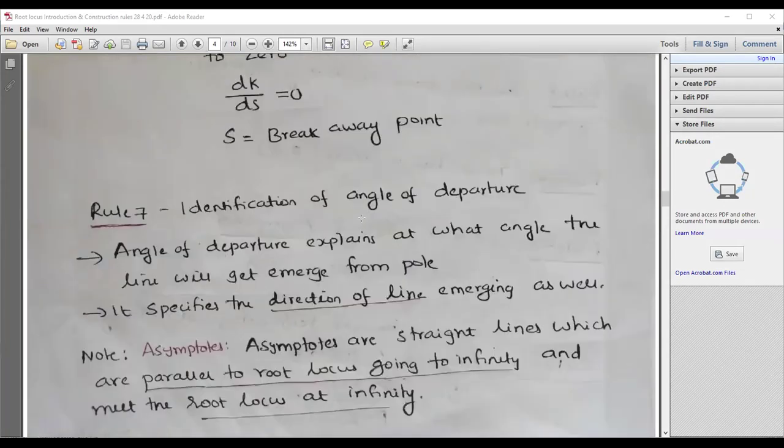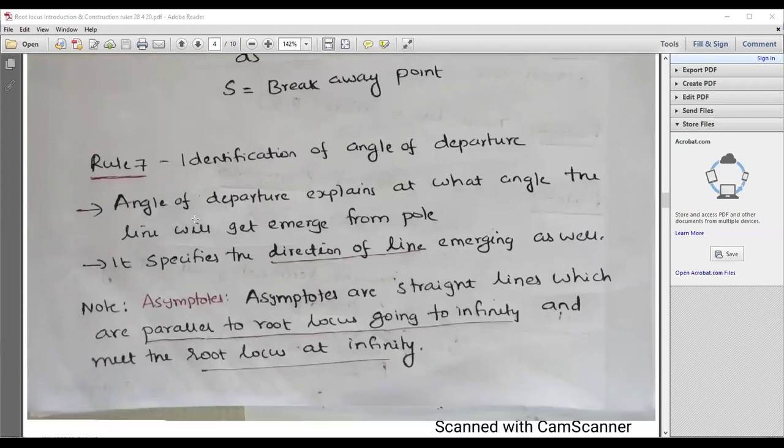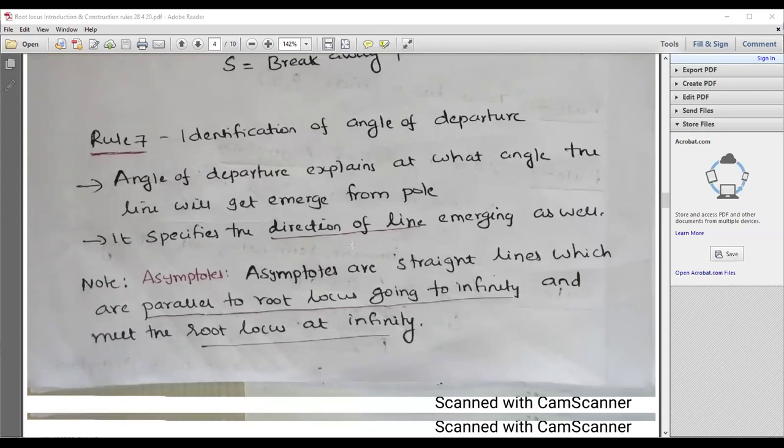Then identification of angle of departure. Okay, so there are rules. Angle of departure explains at what angle the lines will emerge from the pole.